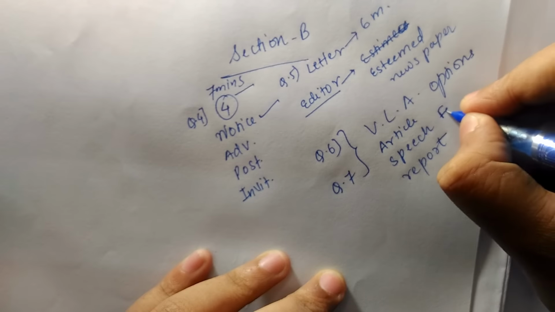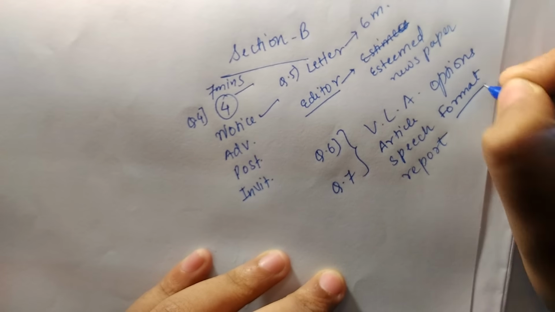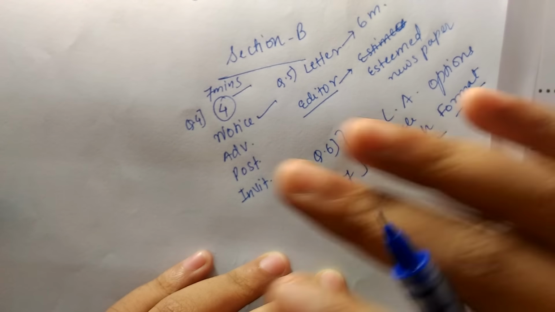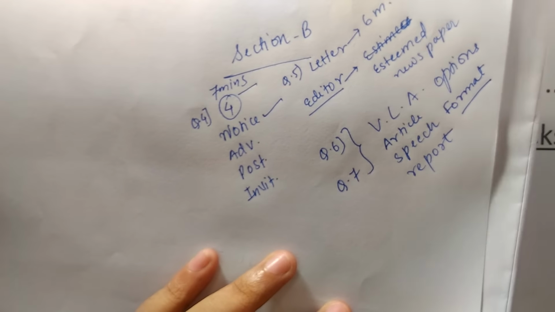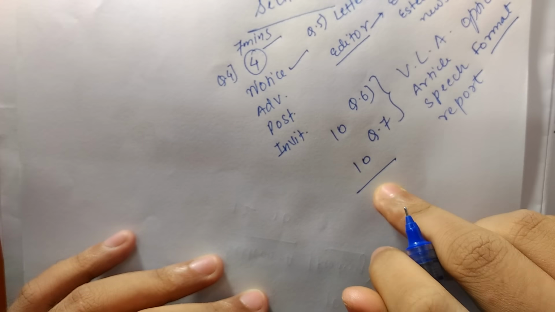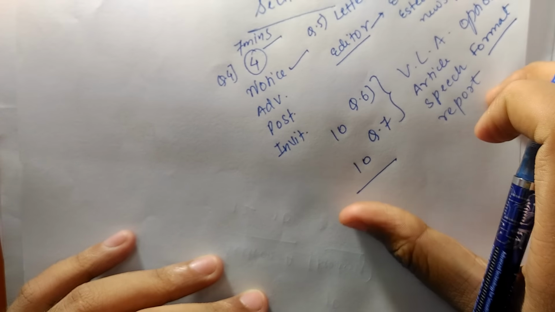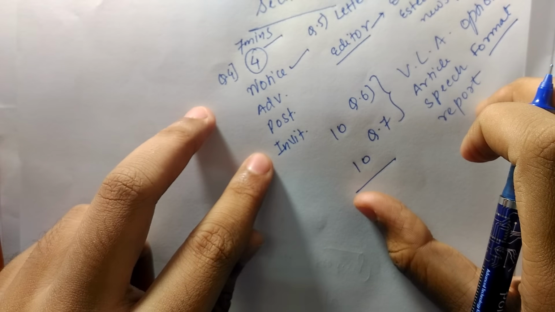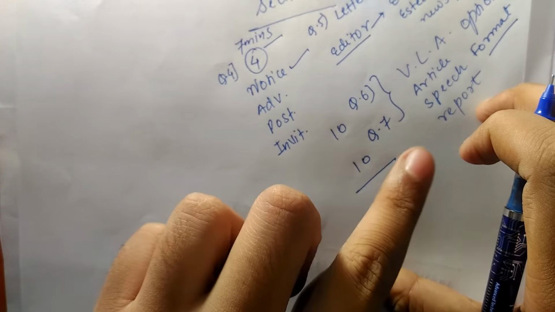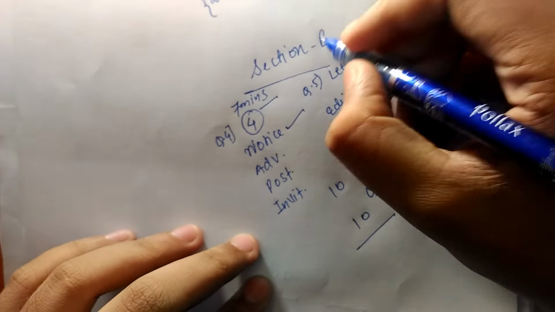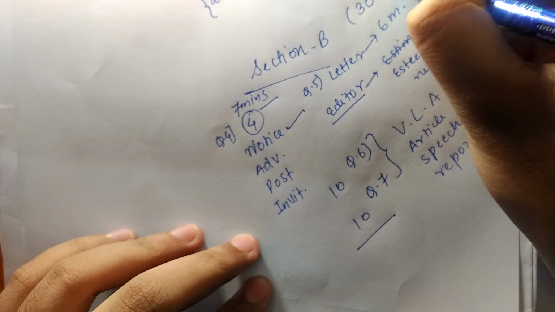So the main thing over here is the format. If your format is correct and the content is apt, you will get full marks over here. These are of 10 marks each, so a lot of time is spent over here. So be careful that you don't spend more time on question number 4, because you need to devote time and think on question number 6 and 7. This means that your Section B is also of 30 marks.